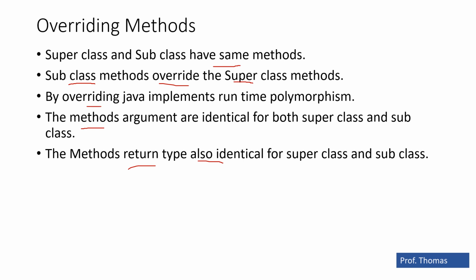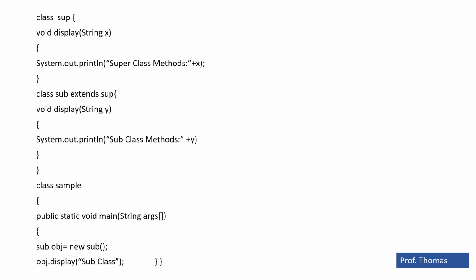By overriding, Java implements runtime polymorphism. Let us see one example. Here, the class super has a method display with a single string argument x, and a class sub extends the superclass. It also has the same method display with a string argument, and it prints the subclass method string value.